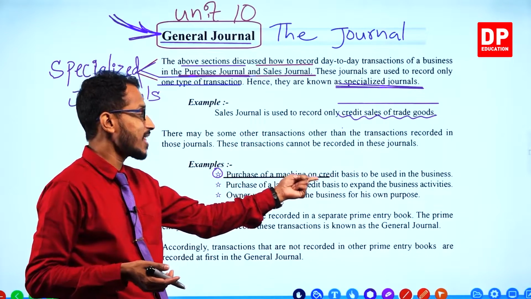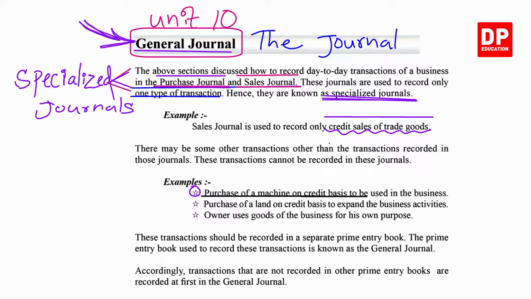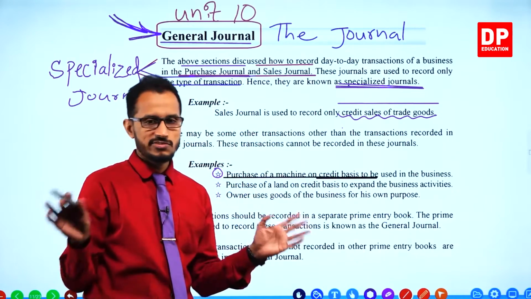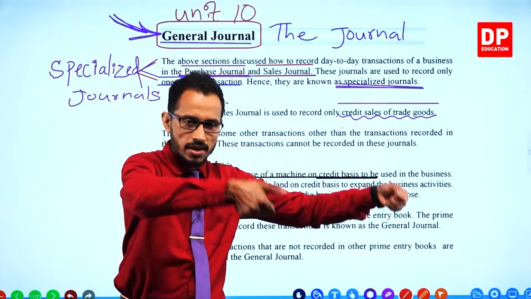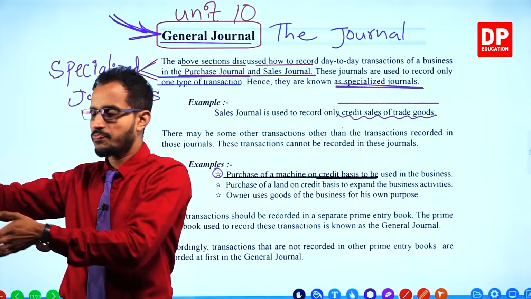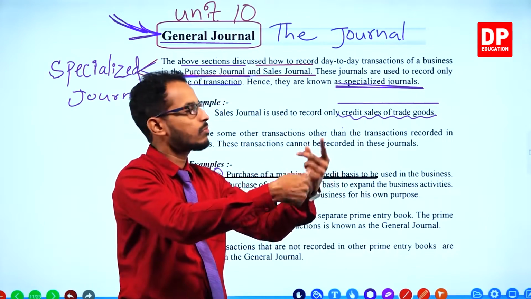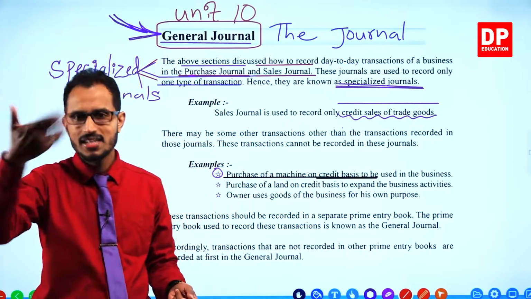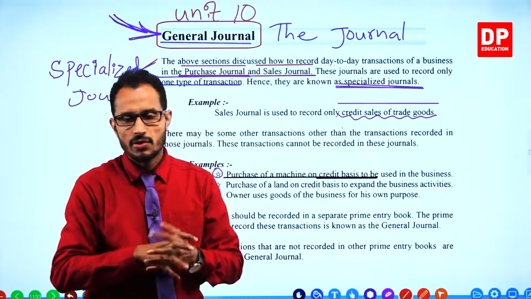Because the purchase of a machine is done on credit basis. No cash is involved. A machine is purchased for the use of the business, for the factory. But money is not paid. It's a credit purchase. That's why cash is not involved, so it's not recorded in the cash book.